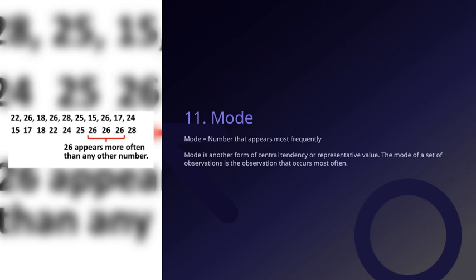Remember, unlike the mean or median, the mode doesn't require any calculations. Just identify the most frequent value. Understanding the mode helps us get a quick sense of the most typical or prevalent value in our data, which ties into our overall goal of summarizing and interpreting data effectively.